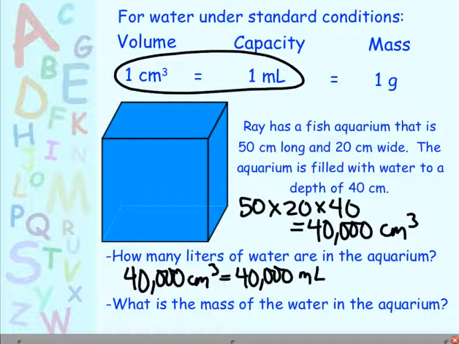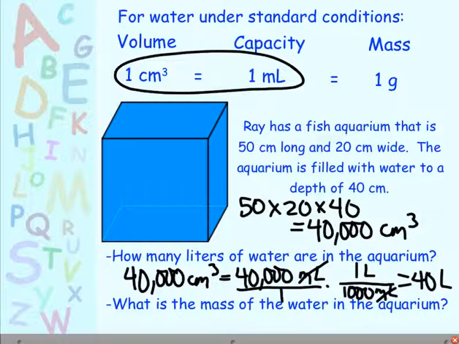Now, we also know that there's 1,000 milliliters in 1 liter, which means I can convert this. If I have 1,000 milliliters, I have 1 liter. So I really need to take this 40,000 and divide by 1,000. That's what my conversion tells me I need to do, which means milliliters go away, and I just have 40 liters. That is the capacity of the water in the aquarium right now.